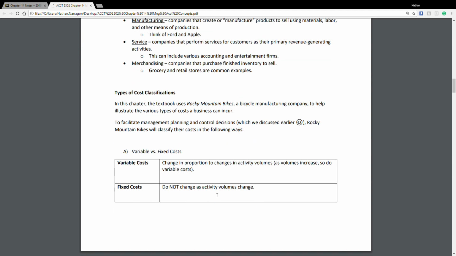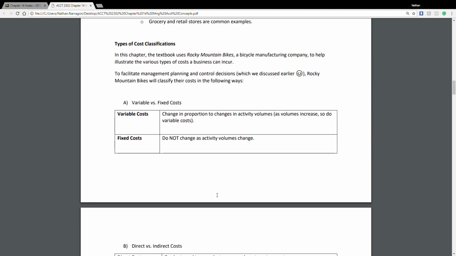So, next part with your notes, we have types of cost classification. Since this is basically the first chapter in managerial, even though it's chapter 14 in your books, this does have some definitions. We love definitions. Make sure you highlight or circle wherever the definitions are, because you know you're going to end up getting them.